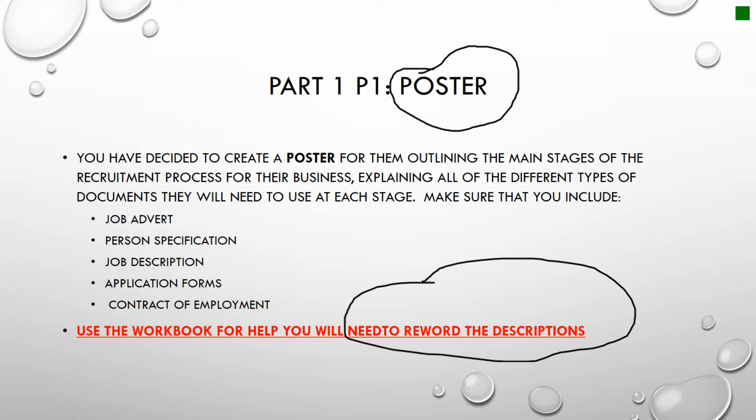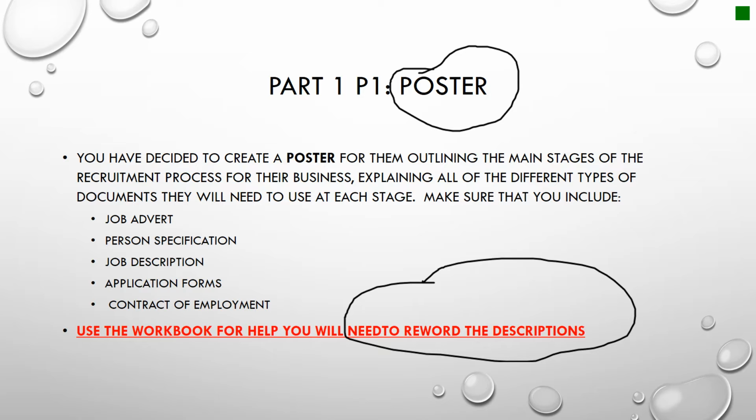Okay, part 1 is a poster. You can make this in Word, you can make it in Publisher. I don't really mind which one you do it in, as long as you make a poster. This is quite nice and straightforward. You've decided to create a poster for them outlining the main stages of the recruitment process for their business, explaining all the different types of documents they will need at each different stage.